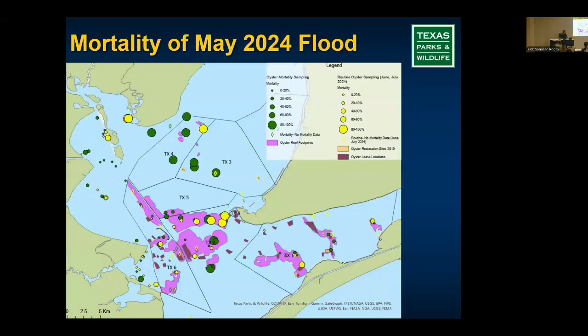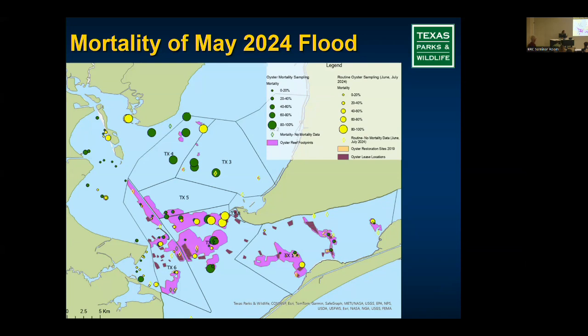So what areas of the bay were most affected by this flooding event? There's a lot on this chart, so let me walk you through it. The light pink is our oyster footprints throughout the entirety of Galveston Bay. We have some private oyster reefs here, which are in a dark purple, restoration sites in tan, and data from our sampling. Oyster mortality sampling, which was our specialized sampling event, was in green, and our bi-monthly routine sampling is in yellow, and this includes June and July samples.